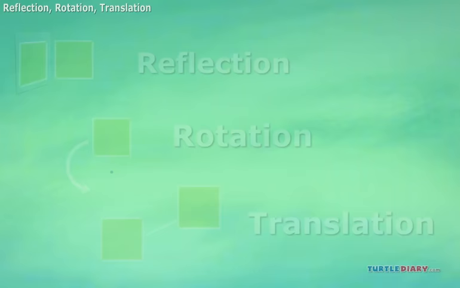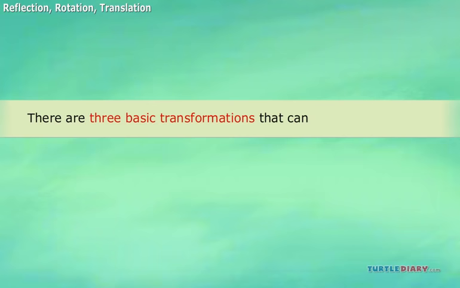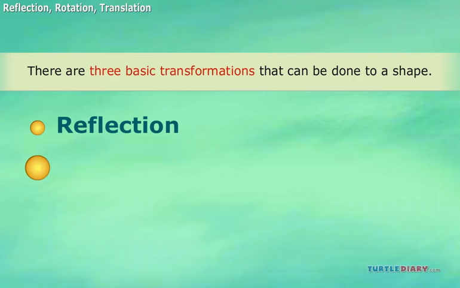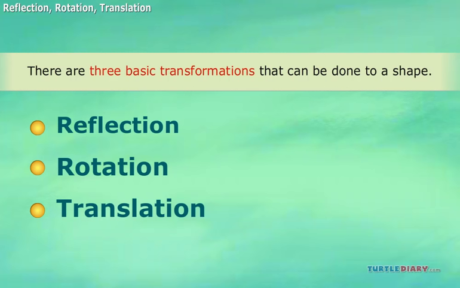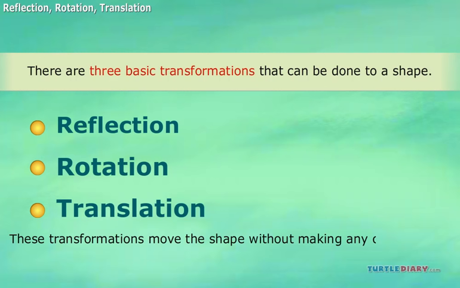There are three basic transformations that can be done to a shape: reflection, rotation, translation. These transformations move the shape without making any changes to its shape or size.